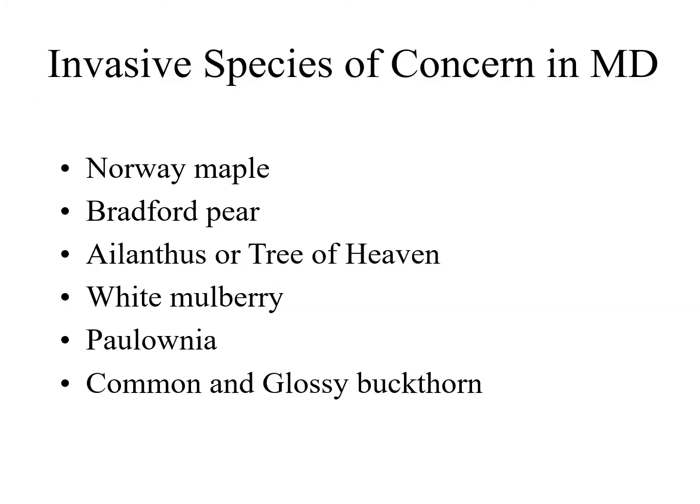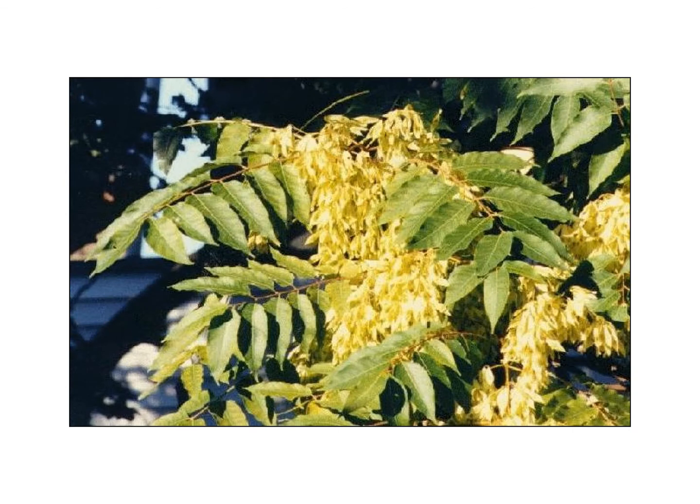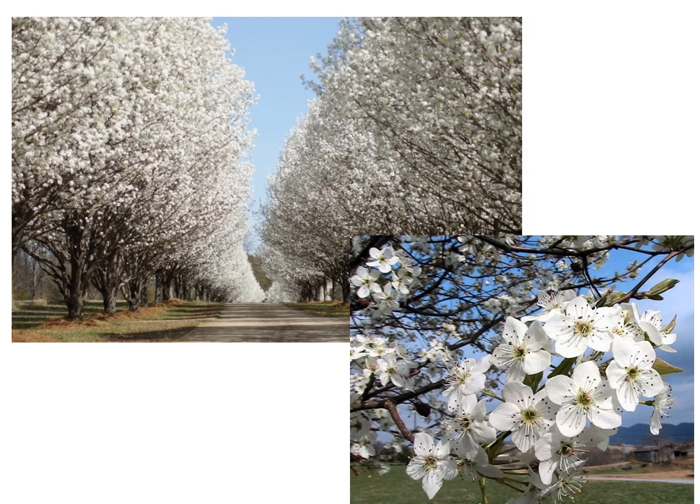There are certain species in Maryland to be aware of that are of concern because they are extremely invasive. These are Norway maple, Bradford pear, ailanthus or tree of heaven, white mulberry, paulownia, and common or glossy buckthorn. This is Ailanthus altissima. It is commonly seen in disturbed sites in our urban areas, perhaps in farm fields and along our highways. This, of course, is Bradford pear, another extremely invasive plant species in Maryland.